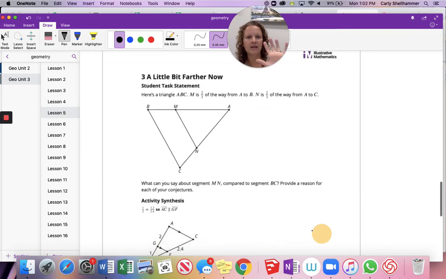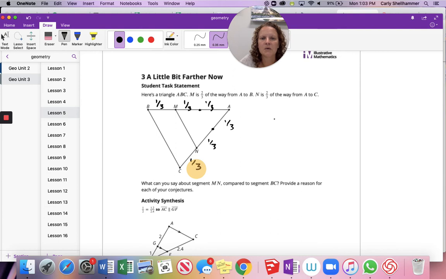Awesome. So going a little bit further now, here is triangle ABC, and M is 2/3 of the way from A to B. So basically, if I mark this into thirds, that's how it would look. So we have a scale factor of 2/3 with a center of A.